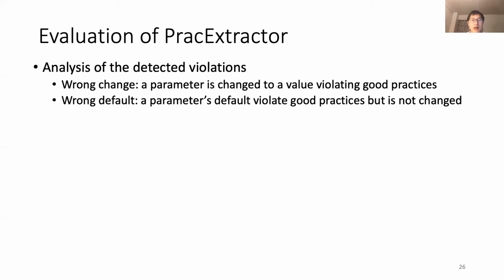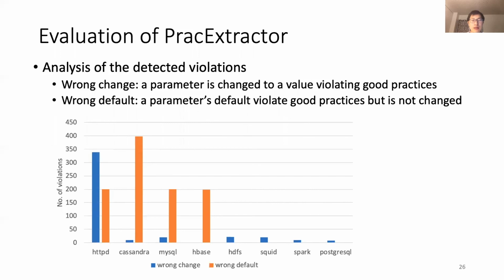We also analyze the characteristics of the detected violations. We divide them into wrong changes and wrong defaults. Wrong change means a parameter setting is changed to a value, violating good practice proactively by sysadmins. Wrong default means a parameter default setting violates good practices, but is not changed by sysadmins. Here are the results. The most common violations are wrong defaults. This implies that sysadmins tend to leave default settings as they are. In this case, our PracExtractor can help sysadmins check these wrong defaults and warn them about the violations, so that they can double-check these settings to avoid these potential misconfigurations.